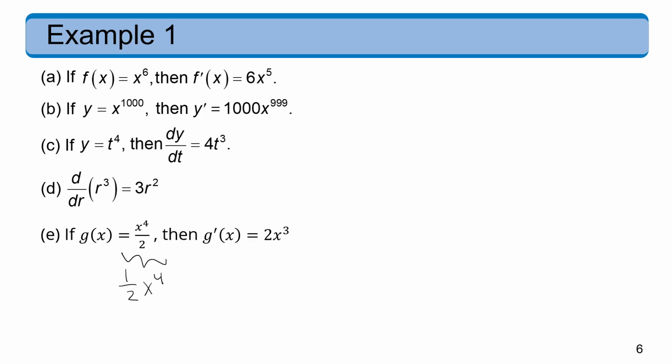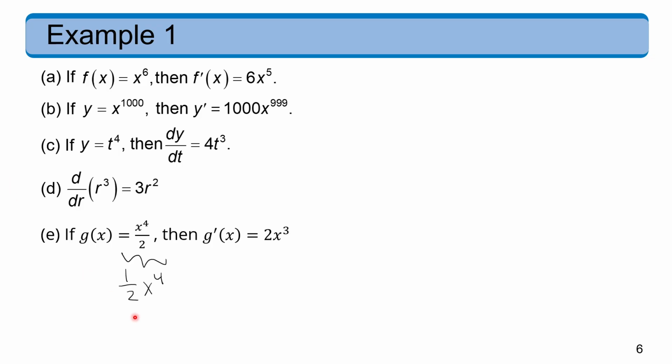So then you can bring the 4 down in front when you take the derivative, but the 4 times the 1/2 becomes a 2. And then you still reduce the power by 1, so now it's x cubed. So this one I'm jumping ahead just a little bit because we hadn't dealt with having a constant in front. So we'll get to that soon, but you'll see that the same rule pretty much applies. You just carry this constant in front along with it.